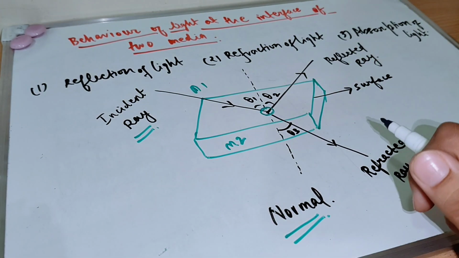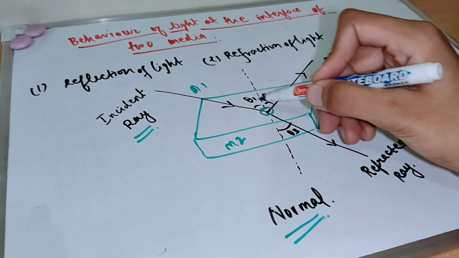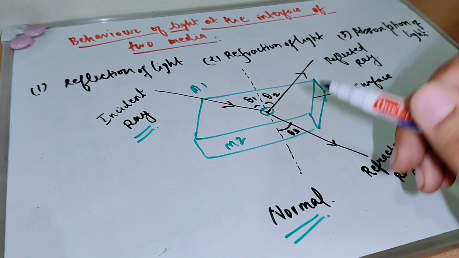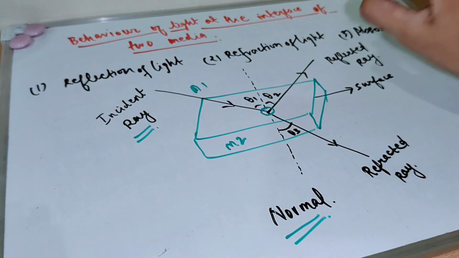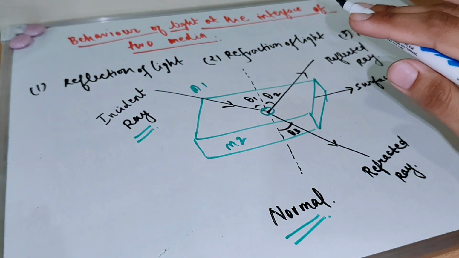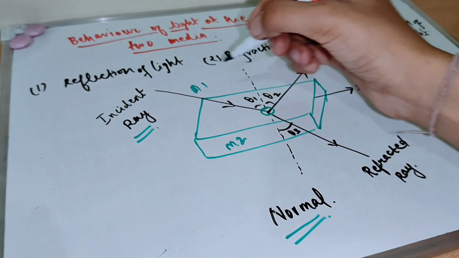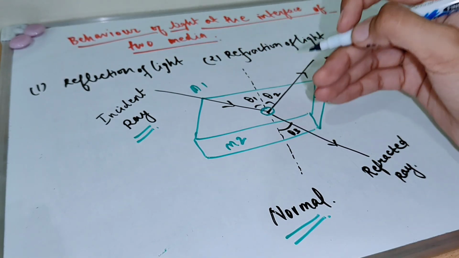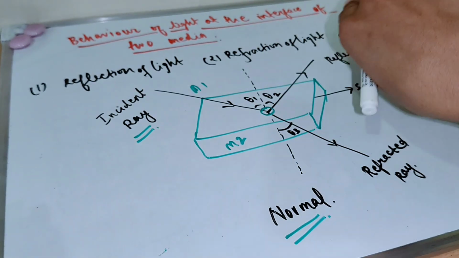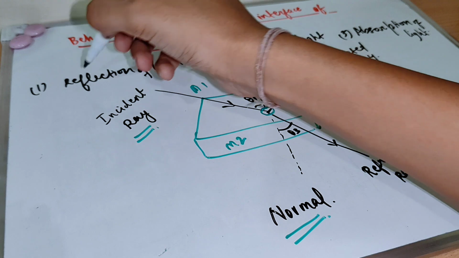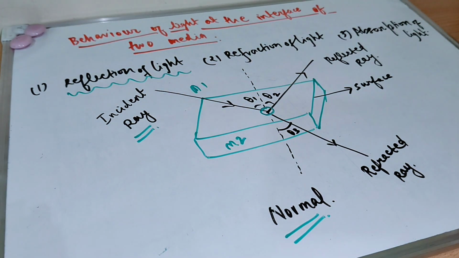Now with respect to this normal, the light will bounce back, which means that it came from medium 1 and it is returning to medium 1. That's it. That is an incident ray coming and it is reflecting back, bouncing back to the same medium. This is known as reflection of light.